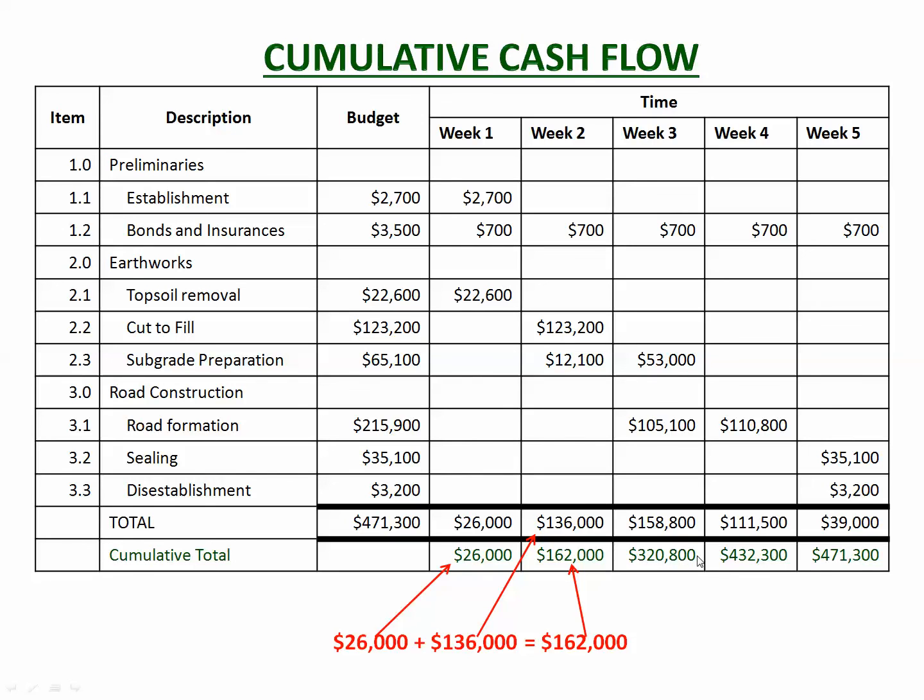At the end of week 3 we would have spent $320,800, consisting of the expenditures in week 1, 2 and 3. So you can see the cumulative total is building all the time, and at the end it is the total amount that you've spent on the project, which is exactly the same as what your budget is, hopefully. So this is all a planning document as well. That tells you how the cash is going to flow out of your account.